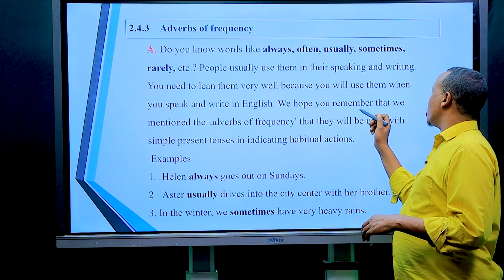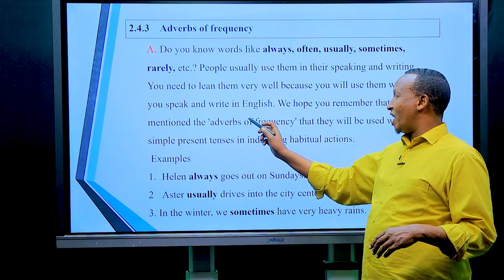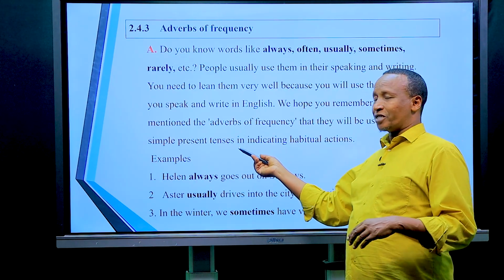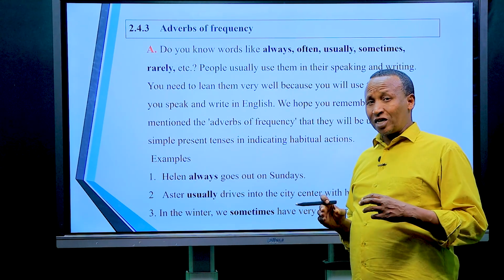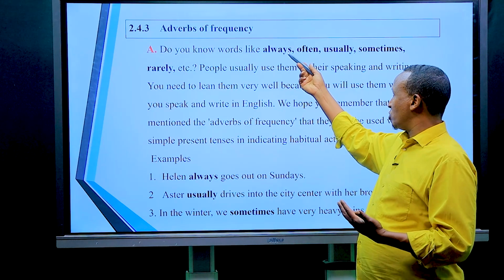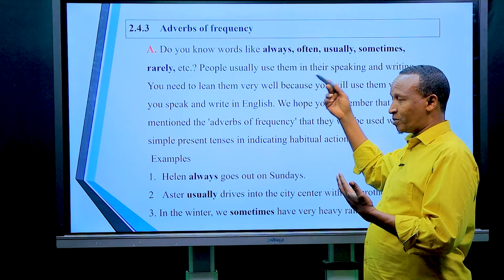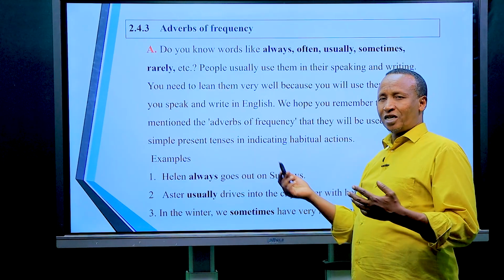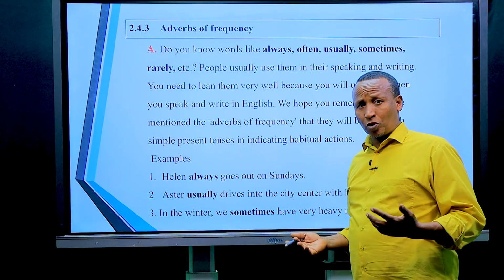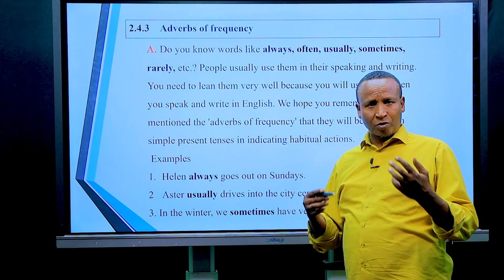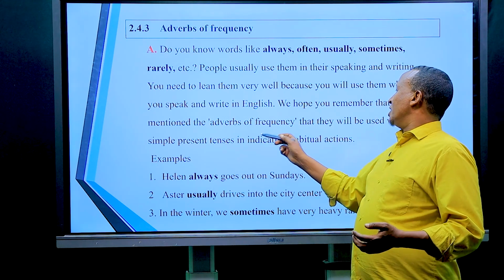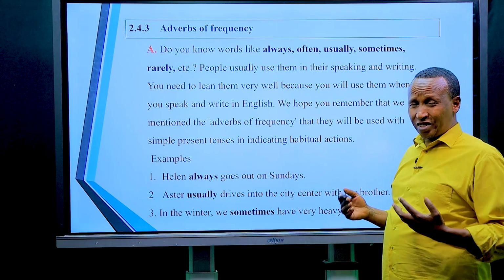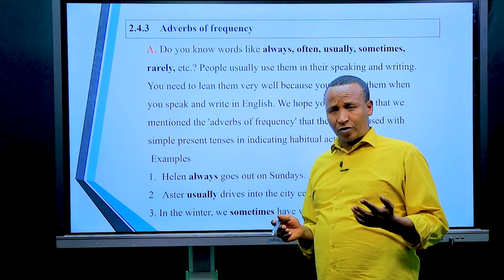We hope you remember that. We mentioned the adverb frequency that they will be used with simple present tense. Tense walba inkasta galin erayahan aanu soo arnay always, often, usually, sometimes, rarely. Tense-ga galaan waa tense-ga simple present tense la yiraahdo. Tense-ga ina tusaya habitual action or how the action takes place often. In indicating habitual action isa. Marka erayaha iyagoo tense-ga gala haddana waxa la yiraahdaa adverb frequency.